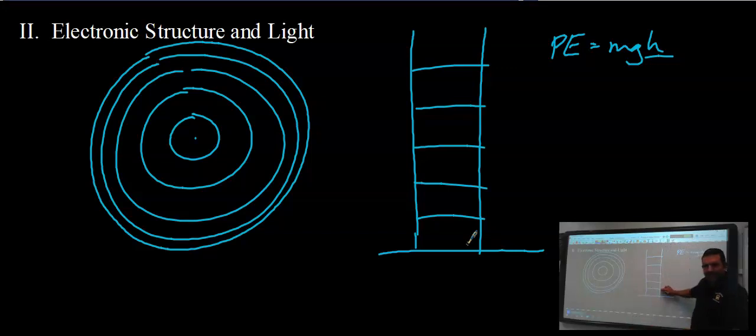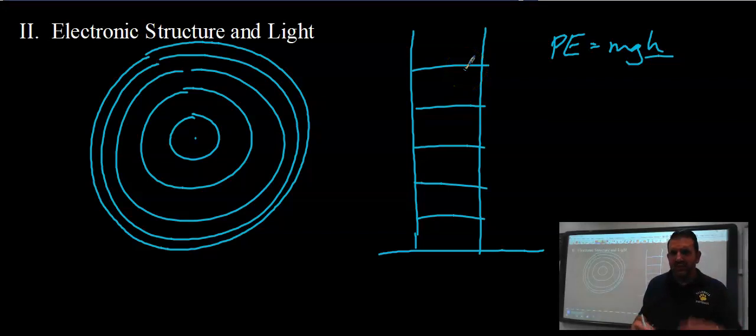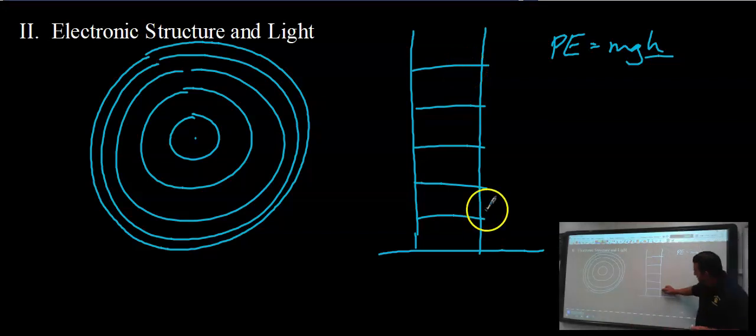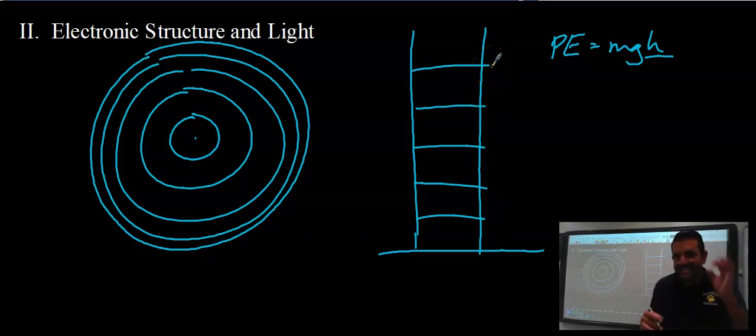Now, can you stand anywhere between two of the rungs on the ladder? No. You can either be this far from the ground, or this far, or this far, or this far, or this far only. You can't stand between two rungs. So when you're standing on a ladder, you have a certain amount of potential energy. You can only exist at a certain distance from the ground.